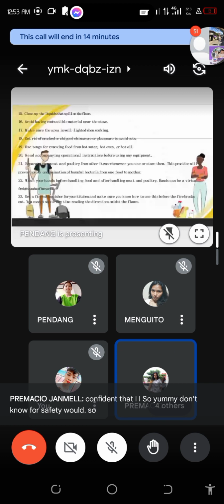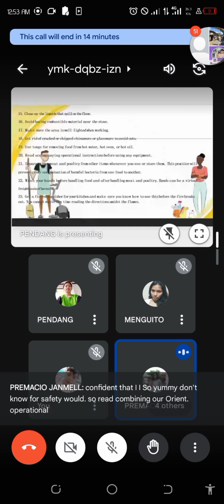Read the company or operational instruction before using any equipment.